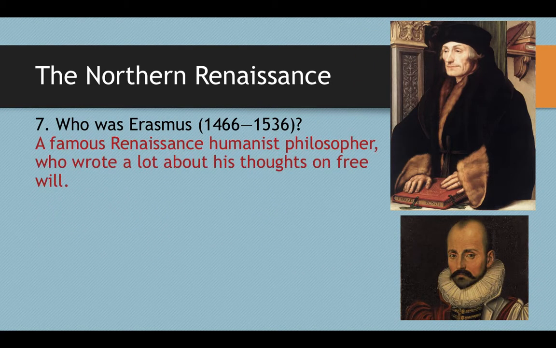So one of the premier Renaissance humanist philosophers was Erasmus, and that was one of the options to do your project over. He was a Renaissance humanist philosopher who wrote a lot about his thoughts on free will. He wrote a book called The Freedom of the Will, and basically expressed his belief and made a logical argument for the idea that humans have a capacity to choose whether or not to follow God or really, you name it.